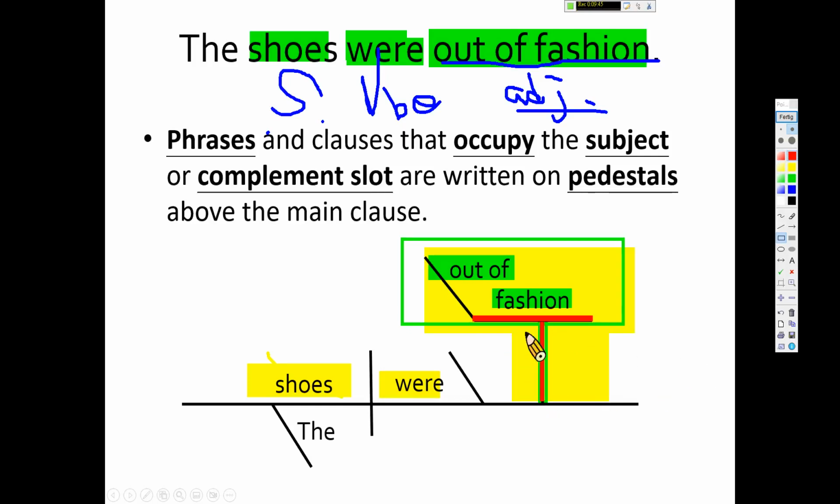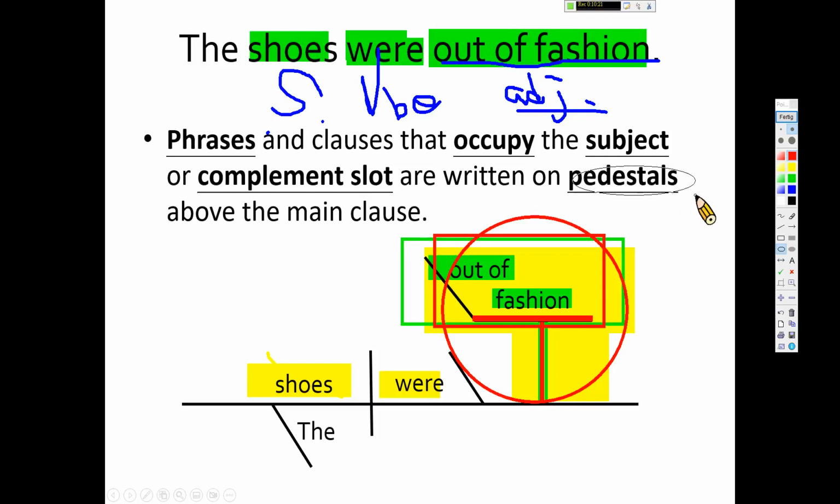This is a pedestal. This pedestal is used to put here, and because the segment here is a subject complement, you have to put it over here. And we have a general idea about this one. This one is an adjective, a subject complement, so it goes into the slot over here. So phrases and clauses that occupy the subject or complement slot are written on pedestals above the main clause.